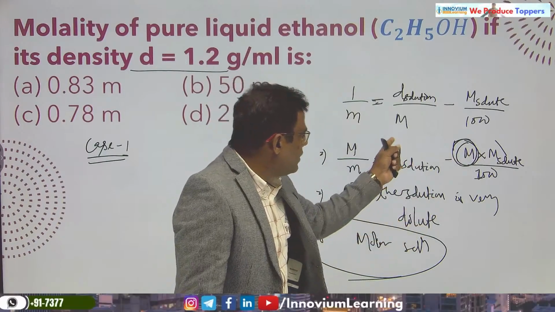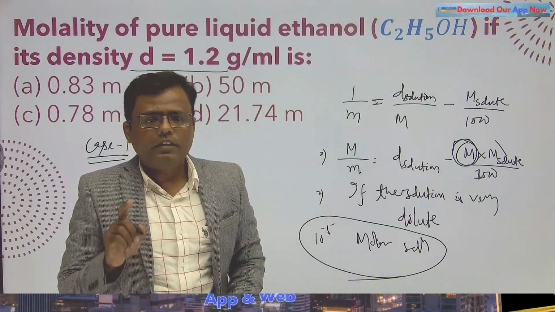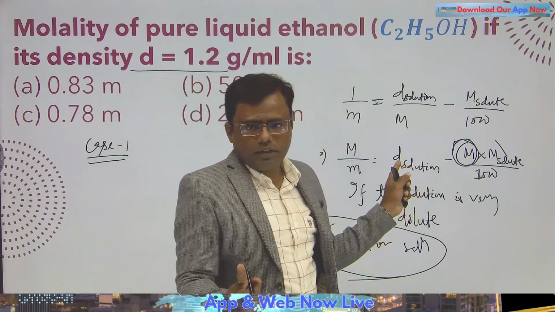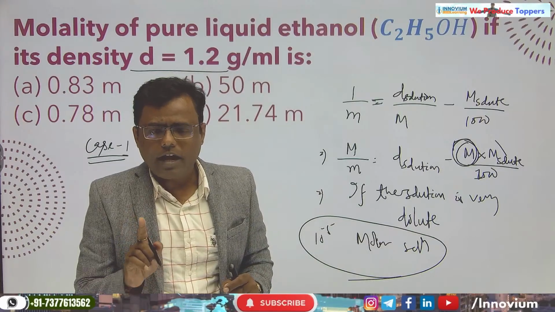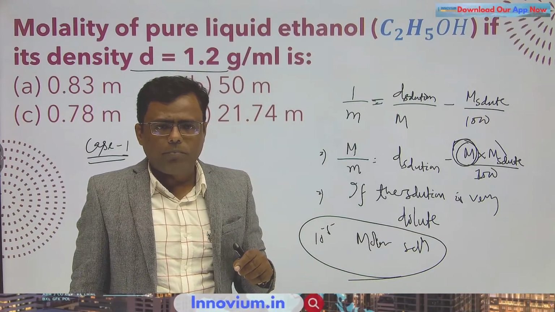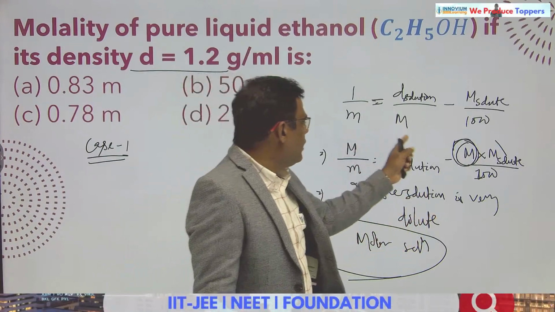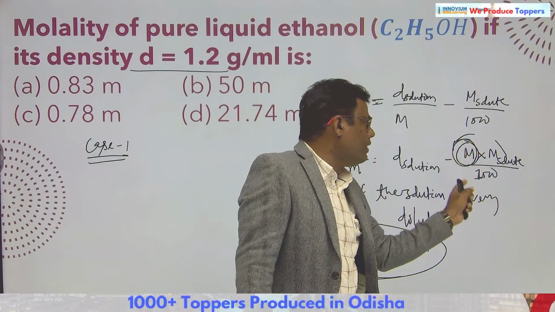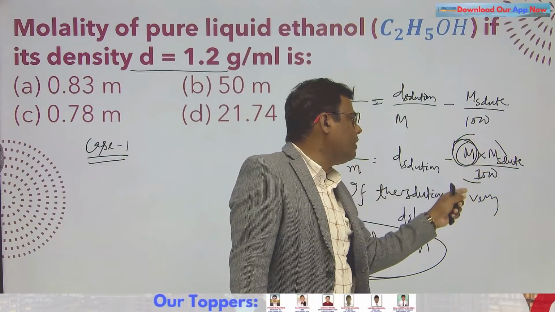Why? Because the density of a solution, if you are considering an aqueous solution, will definitely be greater than 1 at room temperature. At room temperature, you know the density of water is 1 gram per ml. If you consider an aqueous solution at room temperature, definitely the density will be greater than 1. So this value is greater than 1, and this quantity is very small. This quantity comes in 10 power minus 3, minus 4, minus 5. So this quantity can be easily ignored.